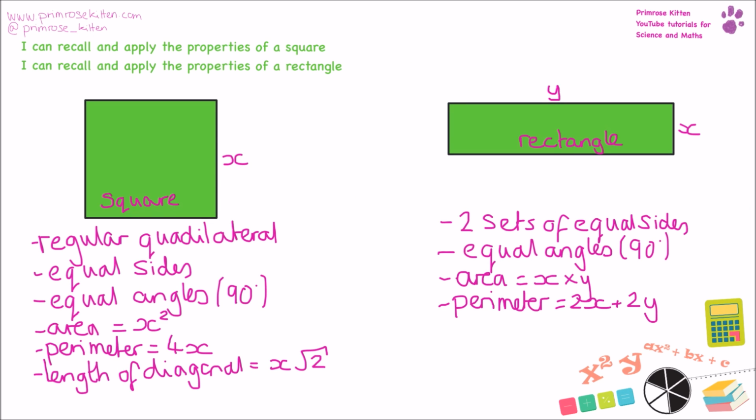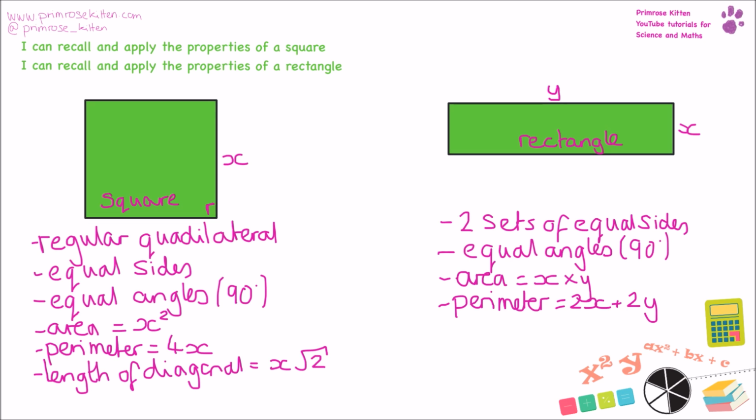A square is a regular quadrilateral. It's going to have equal sides. It's going to have equal angles. These are 90 degrees. These are right angles. Its area is the two sides multiplied, so that's going to be x squared for this. The perimeter is 4x, and the length of the diagonal is just going to be x times the square root of 2.